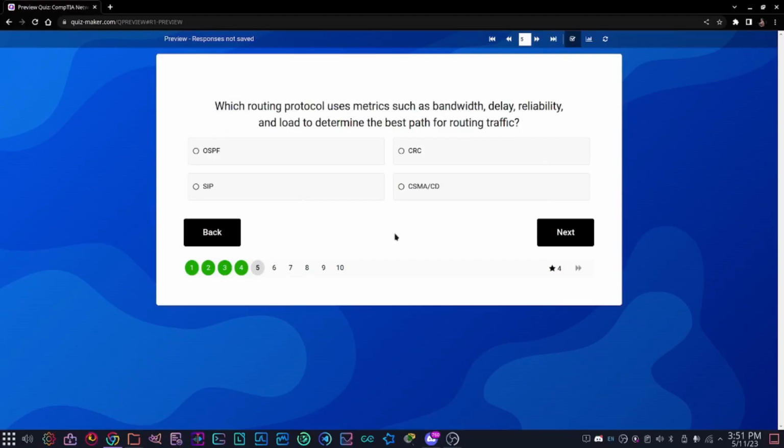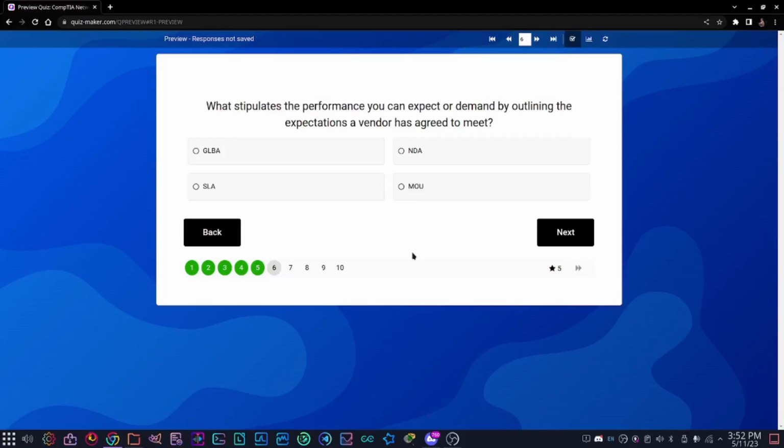Question 5. Which routing protocol uses metrics such as bandwidth, delay, reliability, and load to determine the best path for routing traffic? We have OSPF, CRC, SIP, or CSMA-CD. The best one in this scenario is going to be OSPF, or Open Shortest Path First, to find the shortest path in order to get from network to network.